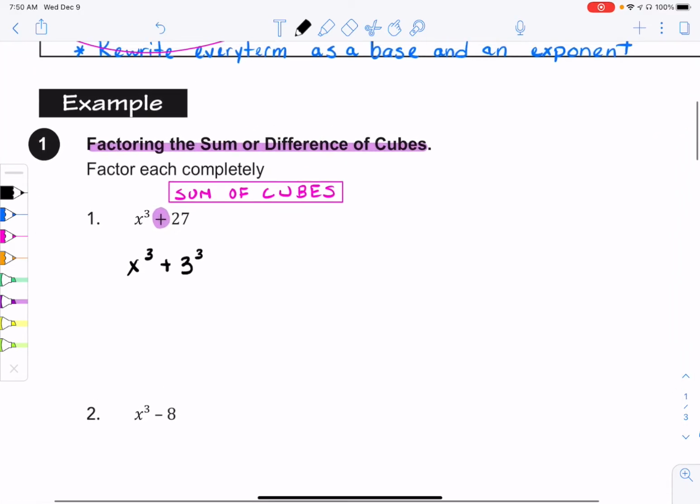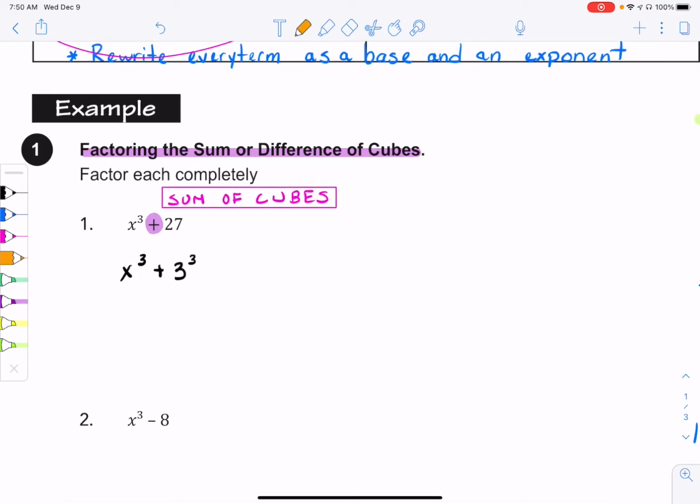Before I start, I'm just going to identify my a and b value. Your a and b values are only the base of the exponent. So a is x. I'll do b in a different color. B is 3. Not 3 cubed, just 3. It is just the base.